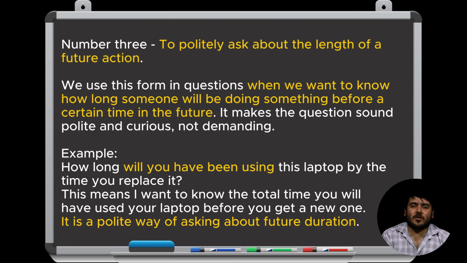Example, how long will you have been using this laptop by the time you replace it? This means I want to know the total time you will have used this laptop before you get a new one. It is a polite way of asking about future duration.